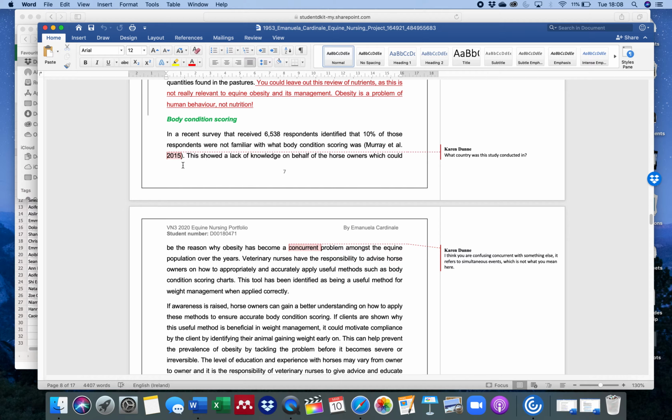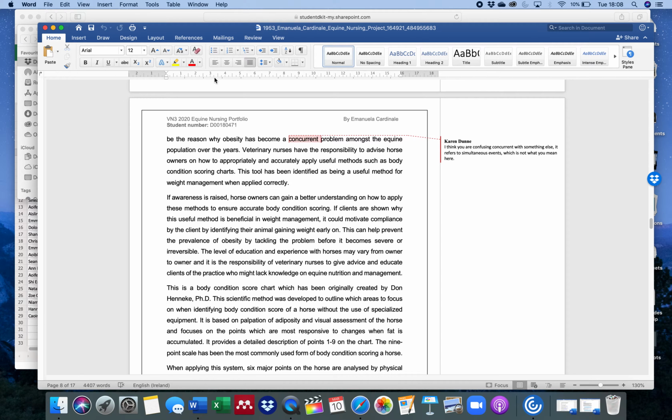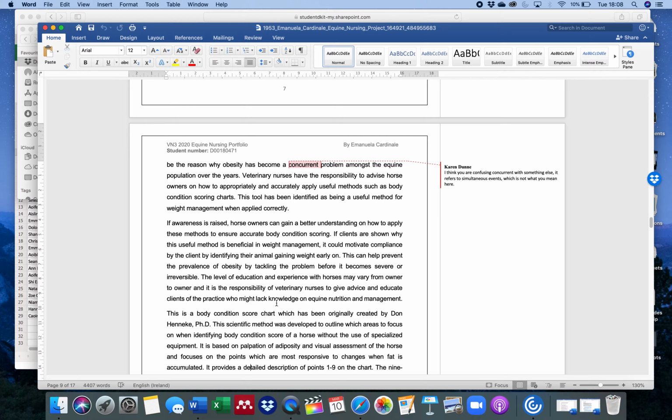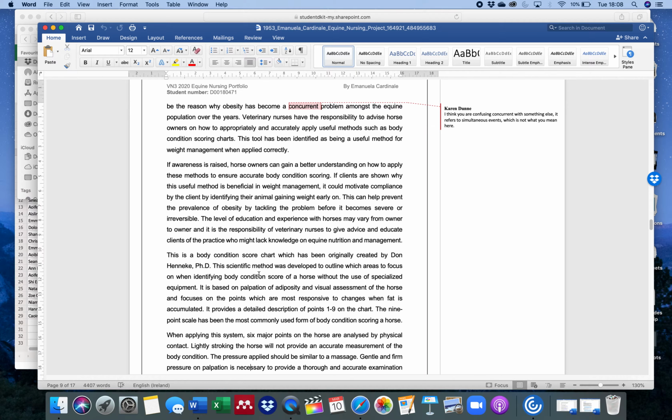This is a useful study, but you should indicate what country it occurred in, just to give clarity. And you're kind of repeating yourself here. I was expecting this section to be about the body condition score and what we want horses to be on a scale of 1 to 5 or 1 to 9 or whatever. But again, you're going back and saying that it's our job to ensure owners actually do this, and they might not take it on board.